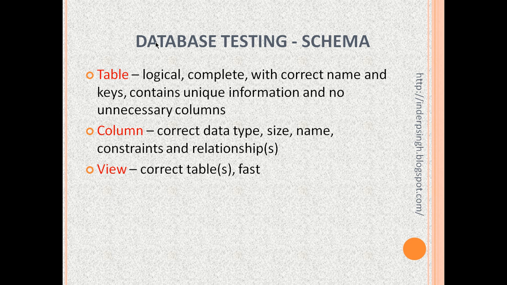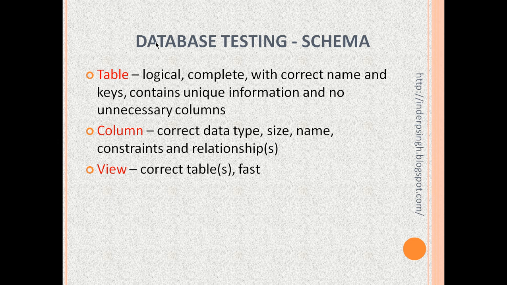Then view is another schema object. There may be multiple views in your database, so you should test each one of those views. The view really means that it is the section of data in which you are interested, and it has to get the data from the correct tables. So the view can show data from multiple tables also by finding out what is common among those tables, and it should be fast.